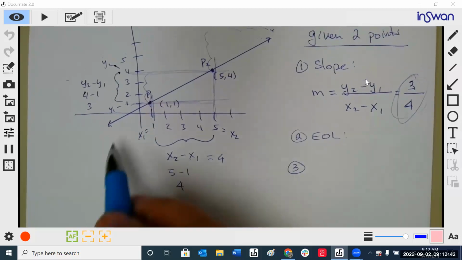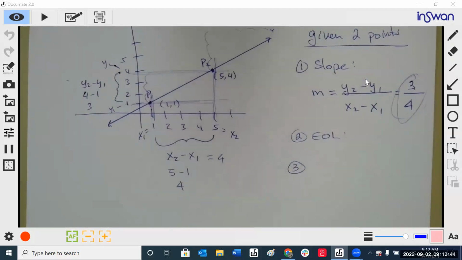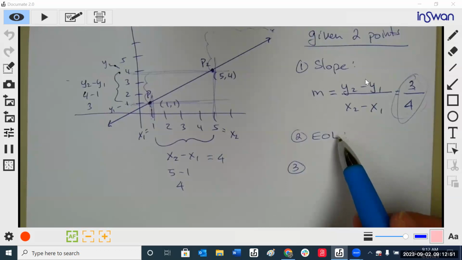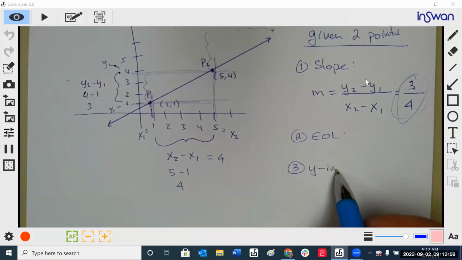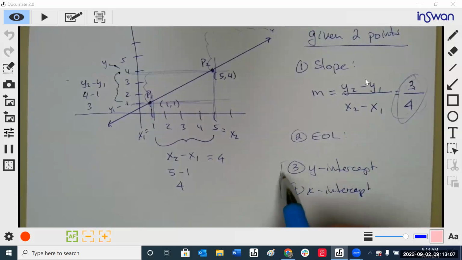Another thing we can find if we give you 2 points. What? That's the equation of the line. We can find the x-intercept and the y-intercept once we find the equation of the line. Just by having 2 points, you can't find anything else.